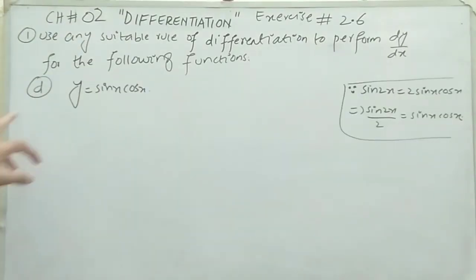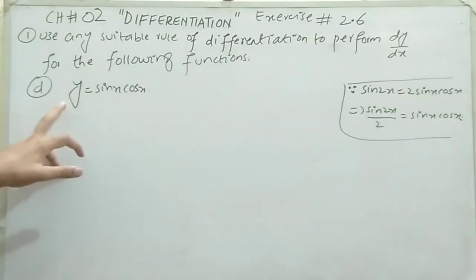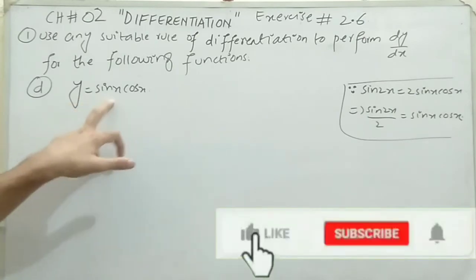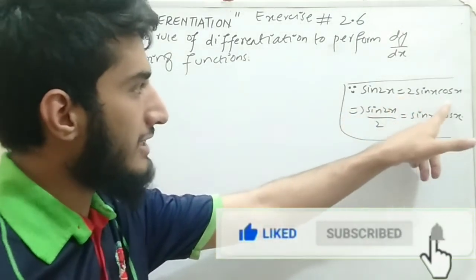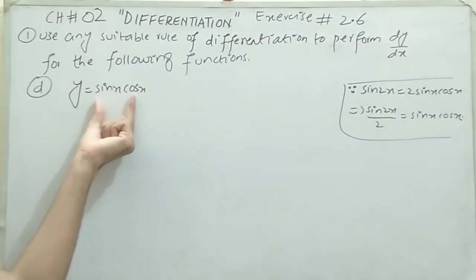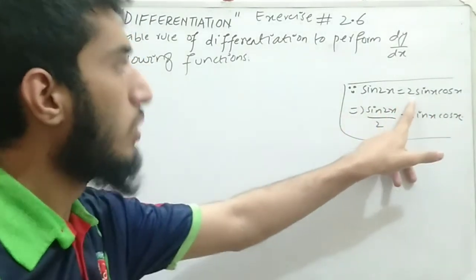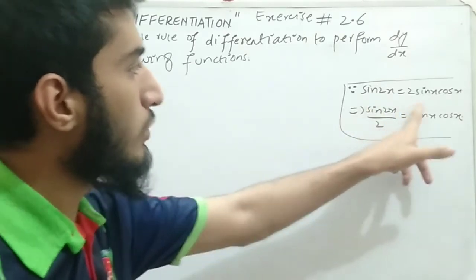Now move toward part number D. It tells that a function is given, y is equal to sin x cos x. You know that sin 2x is actually equal to 2 sin x cos x, but over here we need only sin x cos x, so divide both sides by 2. We are left with sin 2x divided by 2 equal to sin x cos x.